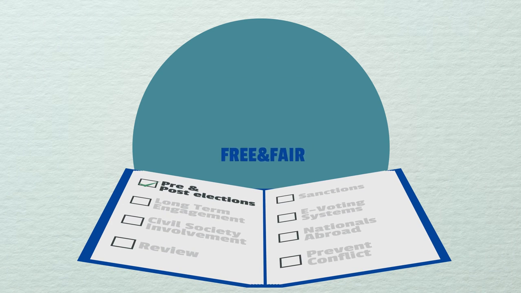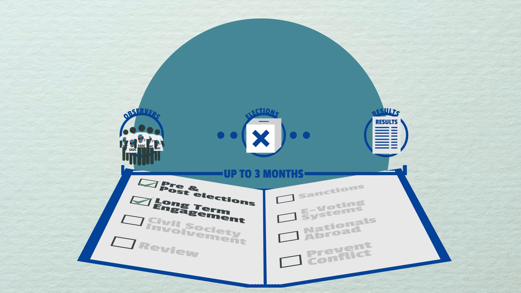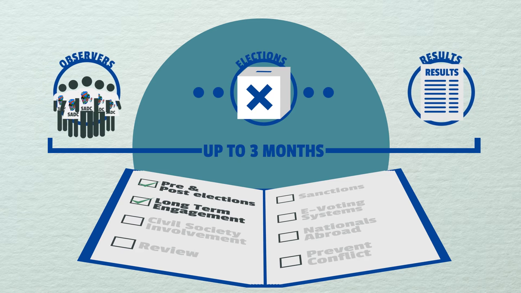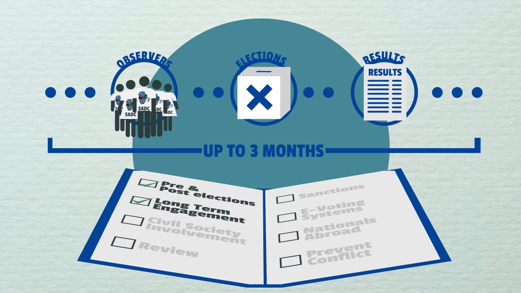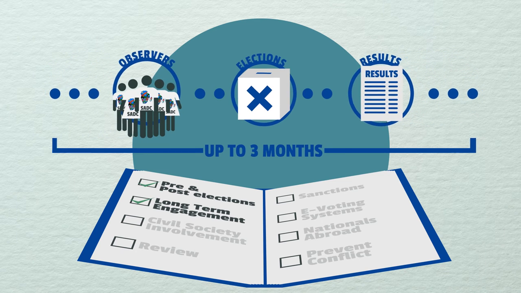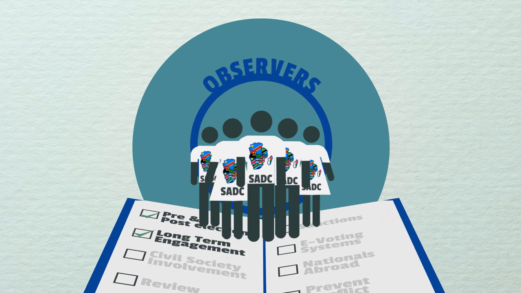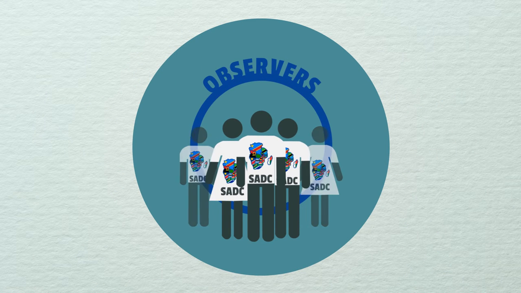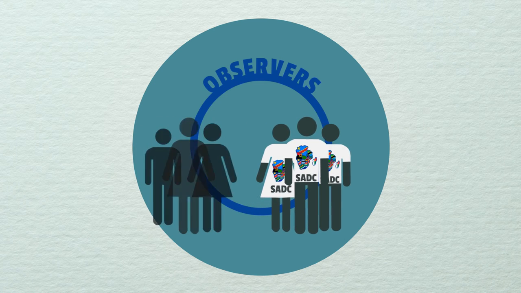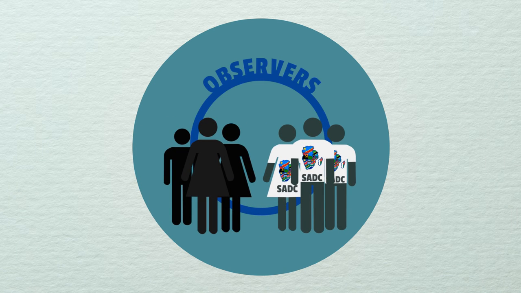Secondly, from now on, observer missions will focus on long-term engagement and spend up to 3 months in a country. Thirdly, the missions will also include members of civil society. Previously, they were exclusively made up of state officials.